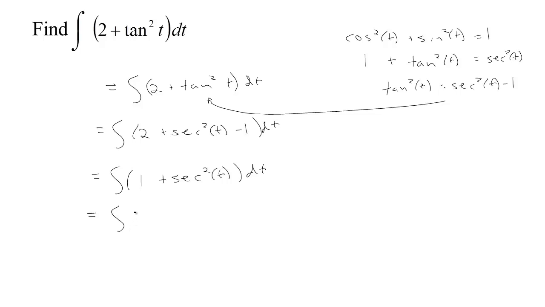But the antiderivative of the sum is the sum of the antiderivatives, so I can find the antiderivative of 1 dt and add in the antiderivative of secant squared t dt. The antiderivative of 1 is t, and the antiderivative of secant squared is tangent t. And if I throw in an arbitrary constant, then I've found them all.